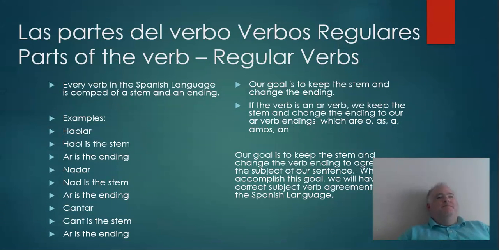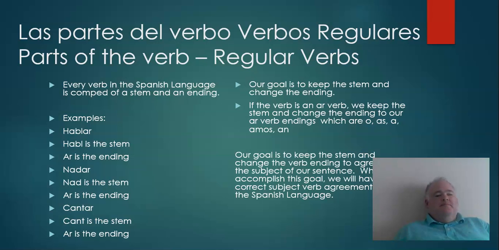There are two parts to the verb: the stem and the ending. Example, hablar. We have the verb hablar. H-A-B-L is the stem, A-R is the ending. By the way, hablar means to speak.